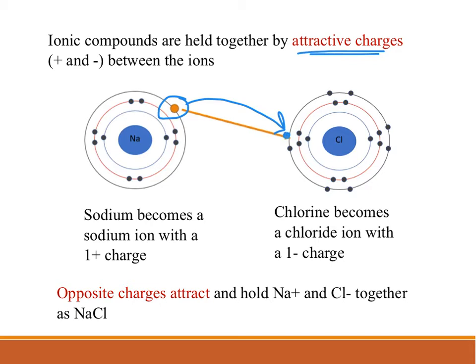So as a result, sodium, having lost an electron, gains a positive charge of 1, because 1 electron moved, and chlorine becomes the chloride ion with a negative 1 charge because it has added 1 more electron to its neutral state. And it is these positive and negative charges that cause the attraction and help hold sodium and chloride together as this sodium chloride compound that we're very familiar with.